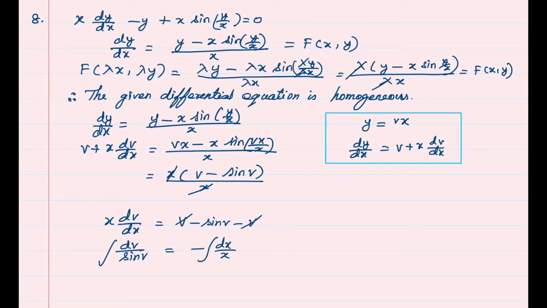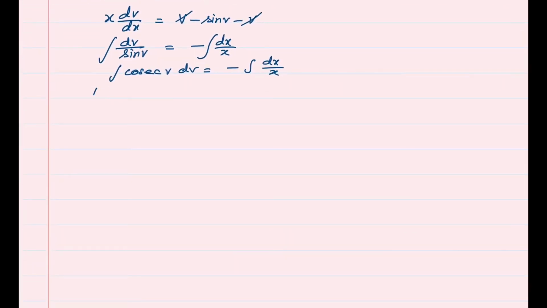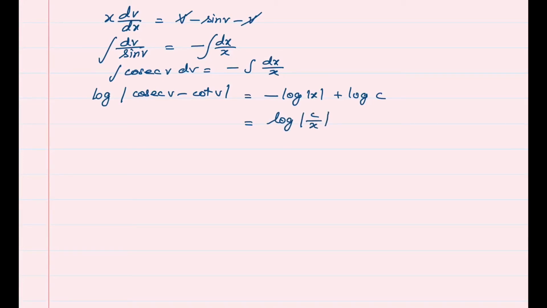We will integrate. This is integral cosecant v dv equal to minus integral dx upon x. The integral of cosecant v is log of absolute value of cosecant v minus cot v, equal to minus log of absolute value of x plus log c. Let us combine these two log terms, log of absolute value of c divided by x. We will cancel the log function on both sides. We have to raise it to e, because e and log are inverse functions. They cancel each other.